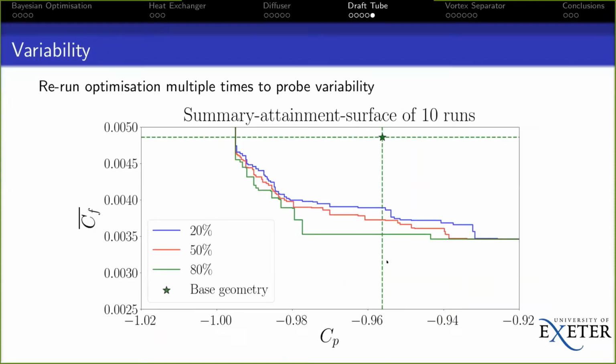And we actually reran the case 10 times. There is an element of stochasticity here. So each individual optimization is likely to give us a different Pareto front. We wanted to check how similar those Pareto fronts were to give an estimate of the range of solutions here.